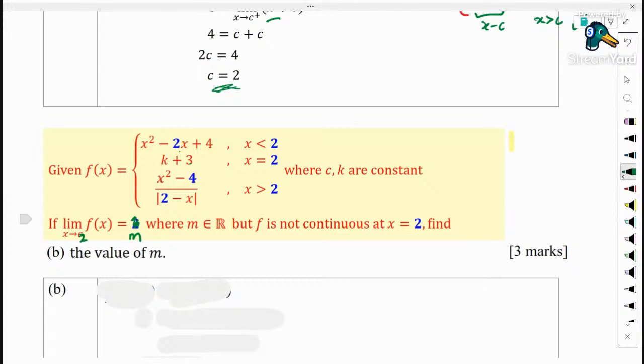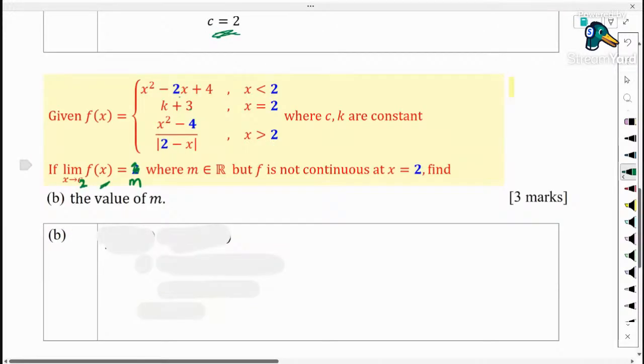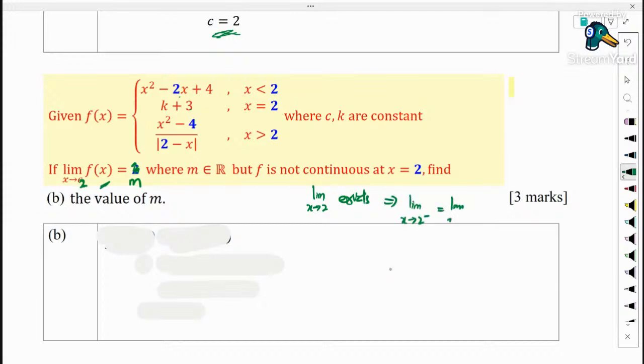Now, how should we get the answer for m, and where is the m located? It happens to be located at the limit as x approaches 2 for the function. So if I'm able to find this answer, then I'm able to get the result of m. And if you realize, if this limit as x approaches 2 exists, that means the limit as x approaches 2 minus equals the limit as x approaches 2 plus, and it will also equal the limit as x approaches 2.